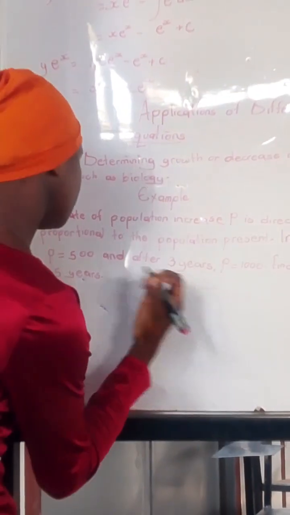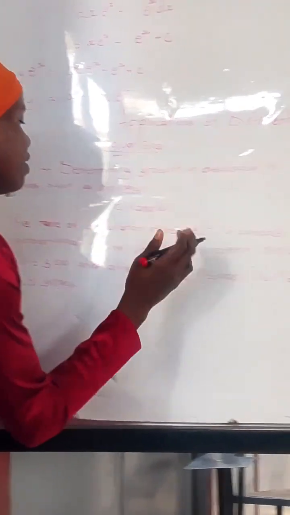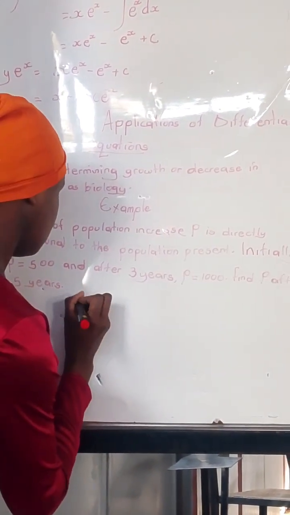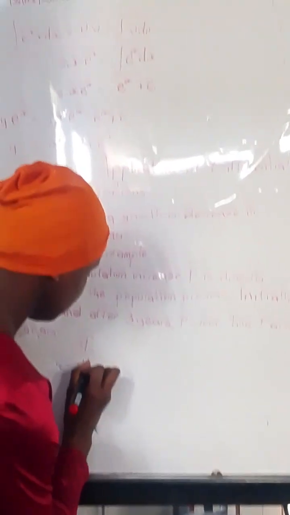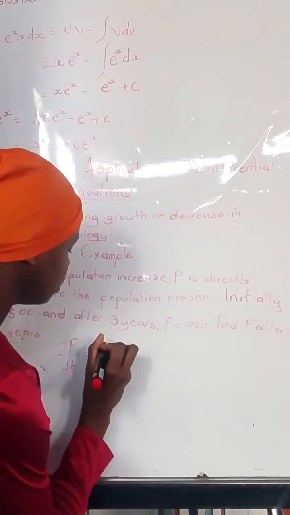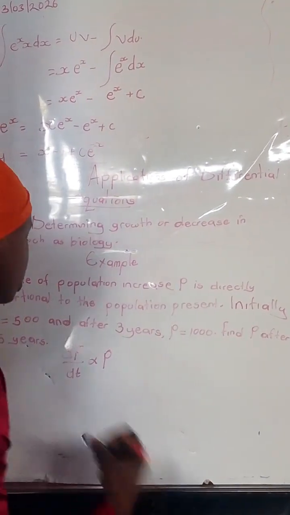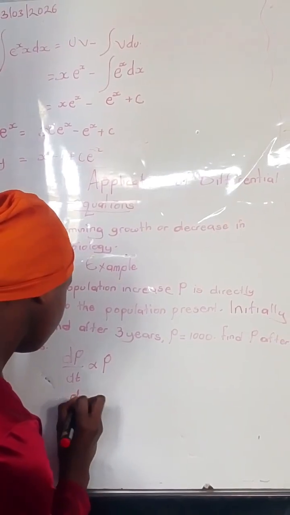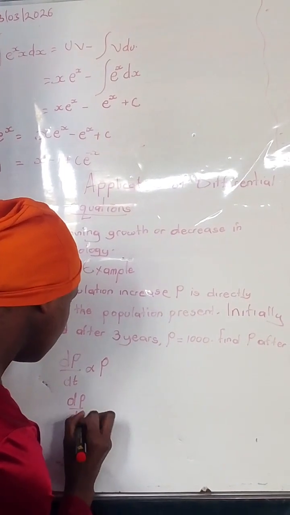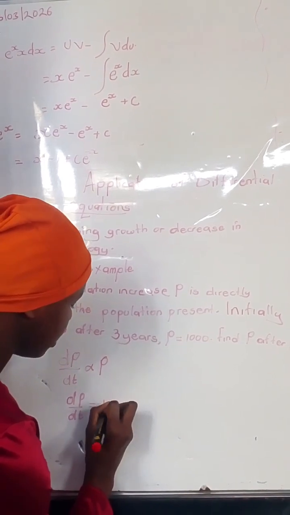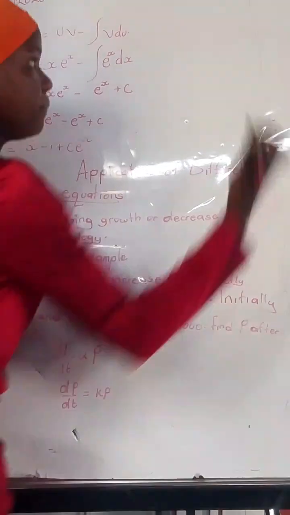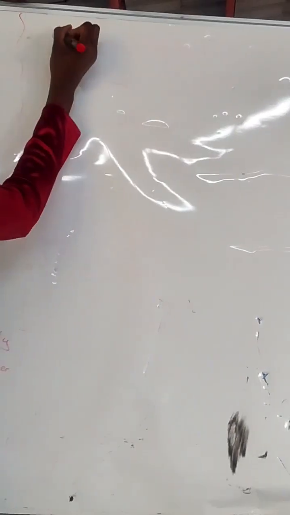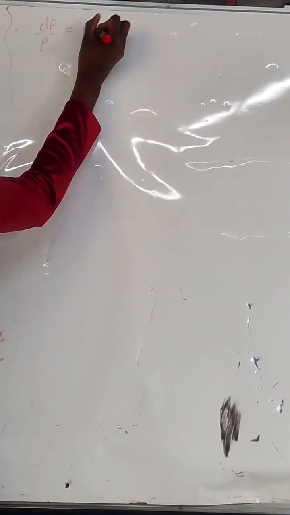We first form a differential equation. They've told us that the rate of population increase, dP/dt, is directly proportional to the present population. Therefore, dP/dt equals a constant K times P. We're going to separate variables here. We shall get dP over P equaling K dt.